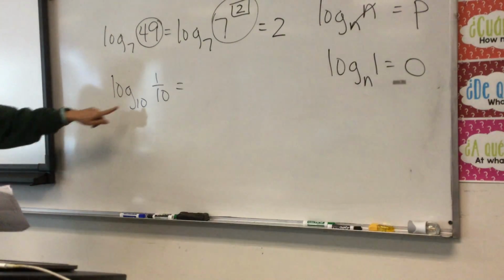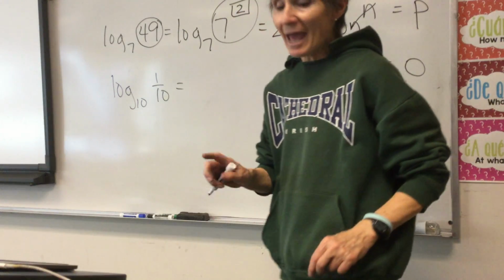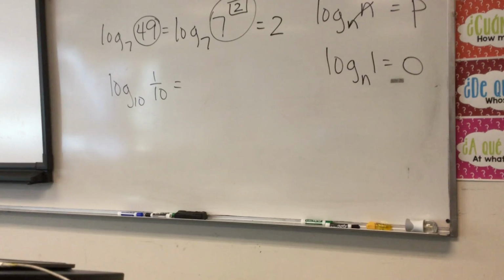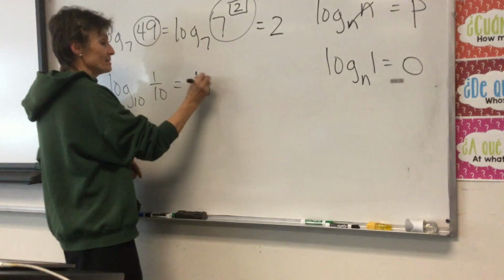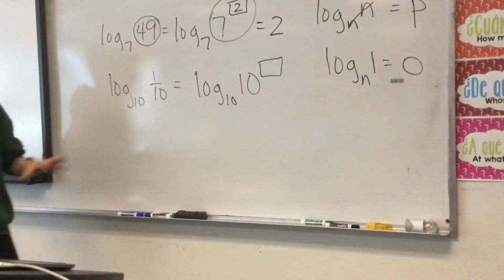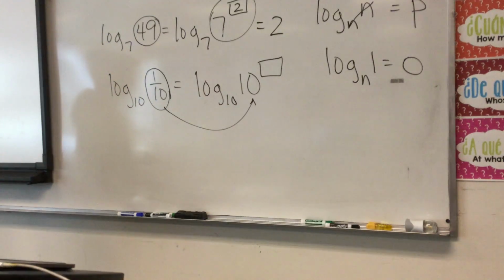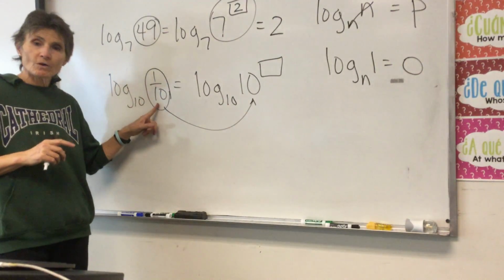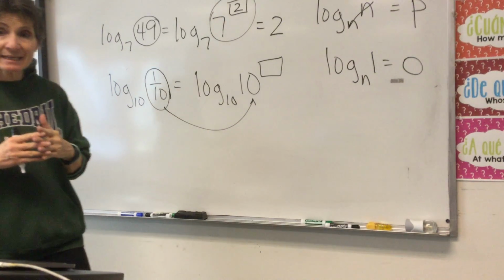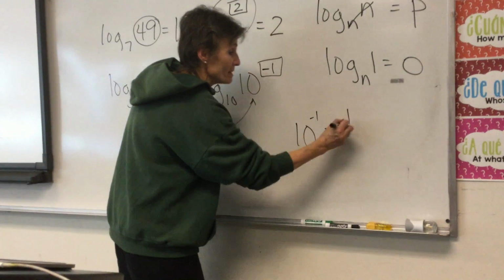Notice for problem number 10 that I stuck this in there. I do that to remind myself that log has a base. The base for log is 10. Now I need this problem to look like that, so I have to somehow change 1/10 into 10 to a power. Would that be a half? No, be careful. A half would be a square root, Gabe. This is 1 over, and 1 over means your exponent was negative. So this is a negative 1, because 10 to the negative first means 1 over 10.